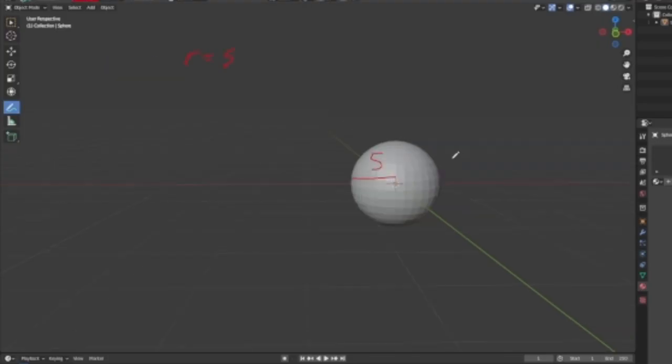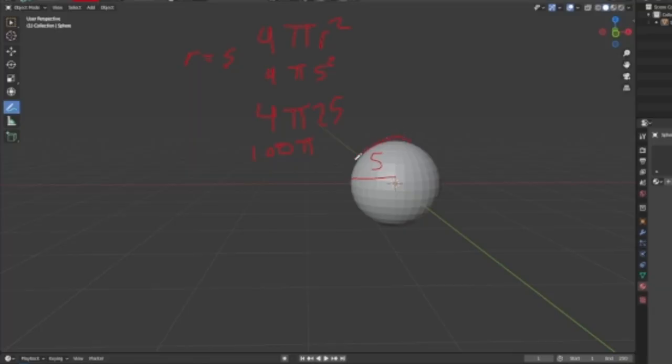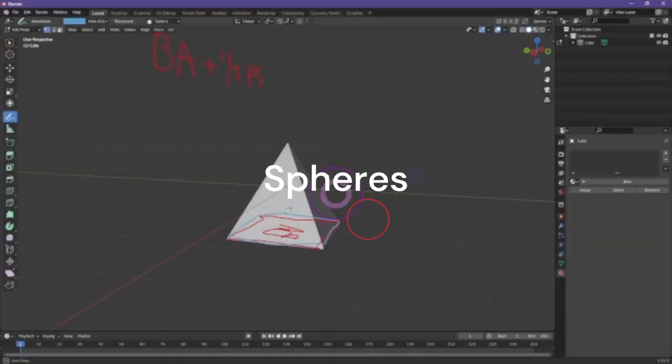Number 5. This one's really easy, so I'm gonna only give 15 seconds for this one. Find the surface area of a sphere where its radius is 5. The answer was 100 pi.